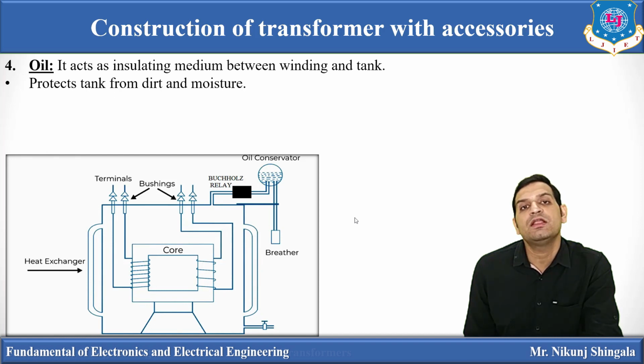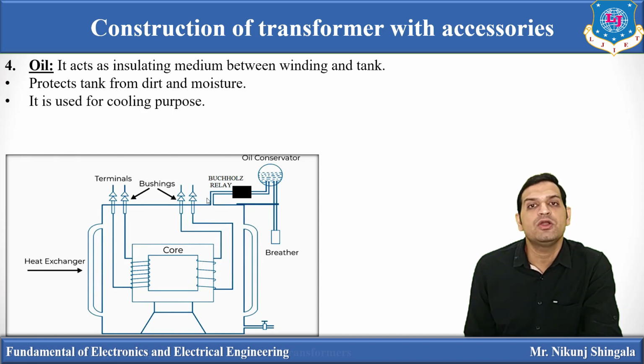It protects the internal part of the tank from dirt and moisture, and it is basically used for cooling purposes. When supply is given to the coil, it may get heated. So the purpose of the oil is to provide cooling in the tank.